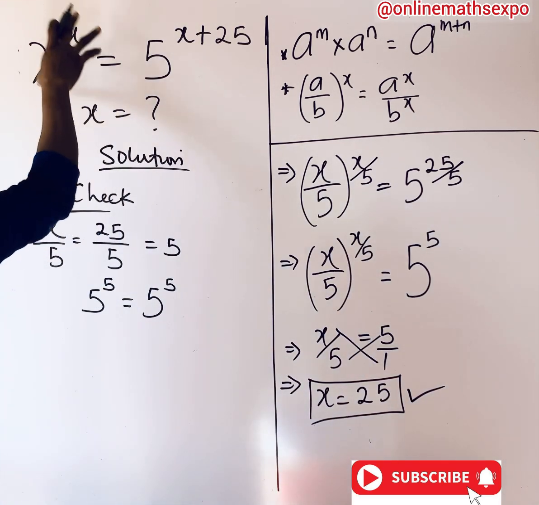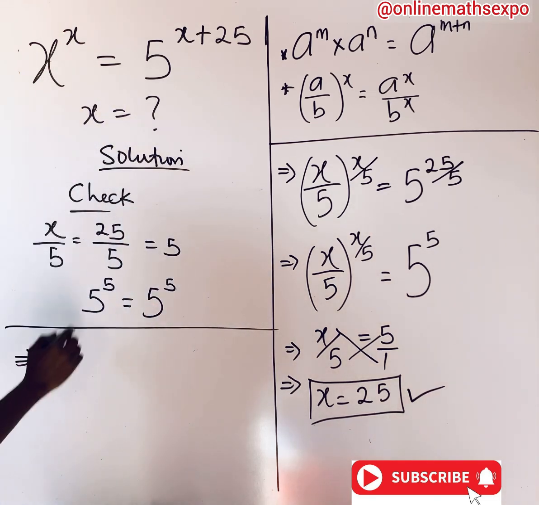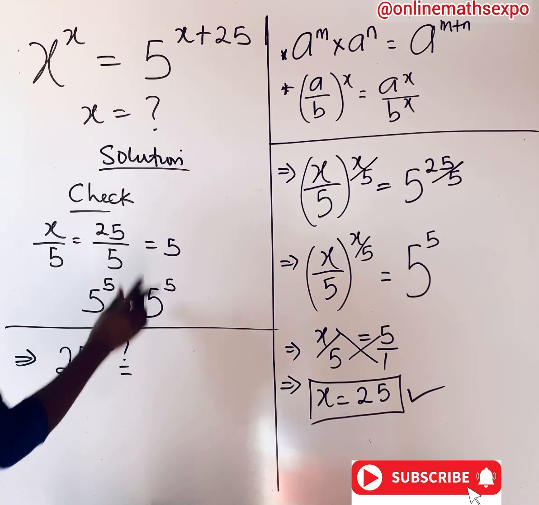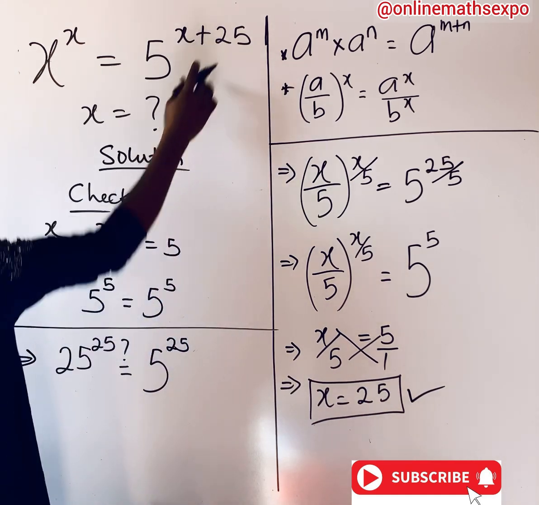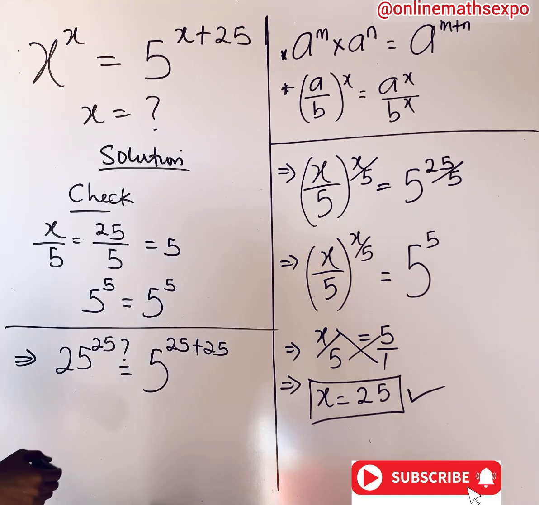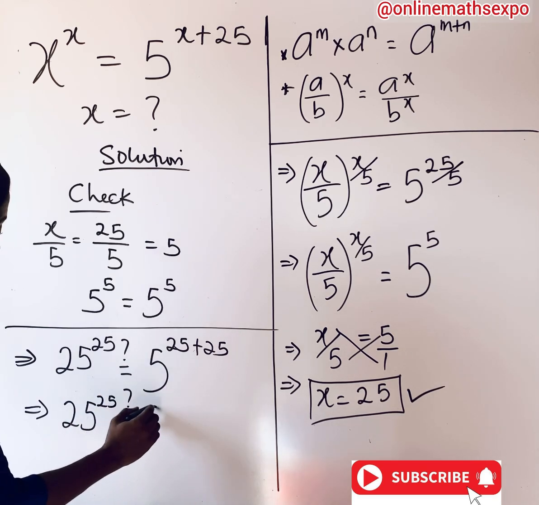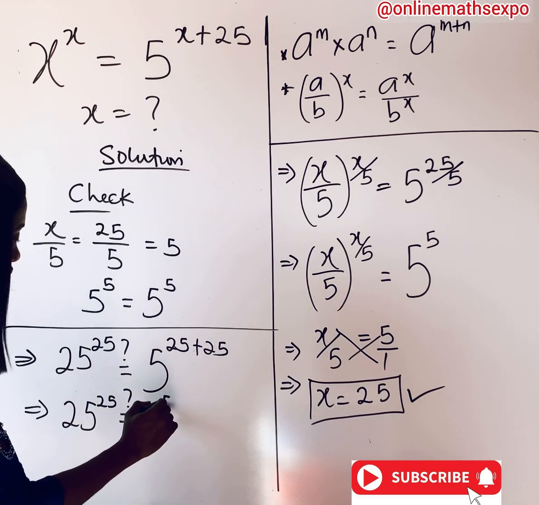And if you put it here, so if you check it in the main equation, what do you have? We are going to now have, for the main one, you are going to have 25, okay? Then raise it to the power of 25. Is it equal to, this will give us 5 raised to the power of 25, then plus 25. So what do you do at this point? This is going to give you 25 raised to the power of 25. Is it going to be equal to 5? You know, when you add this up, it gives you 50. Okay, so we're going to have 50.